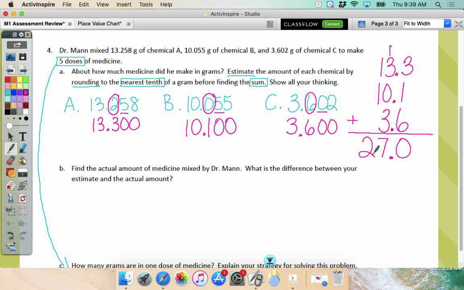27. Okay, so about how much medicine did Dr. Mann mix? 27 grams. Now, the only reason why I think I want to leave the 0 on there is what did it tell me to round it to? 10. Okay, so I'm going to go ahead and write Dr. Mann mixed 27 grams of medicine.